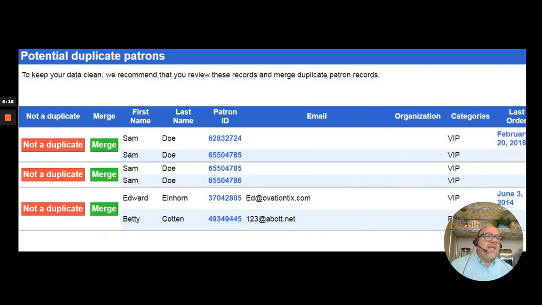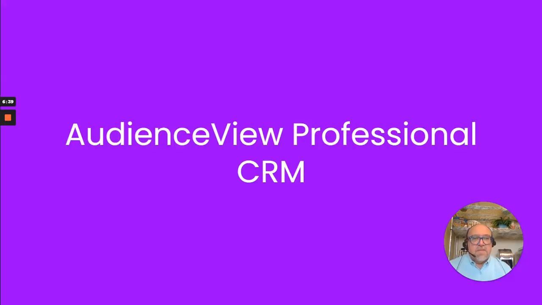And of course, once again, in the world of keeping your data clean, we also have a duplicate patron report. So beyond reporting on the individual patron records, we have a report that lists all your duplicate patrons, and you can work through and merge them or say, no, these two people are actually not duplicates. It's all about keeping your data clean and keeping it usable.